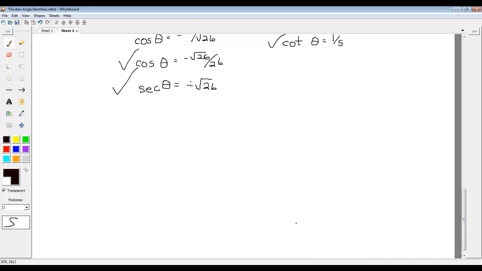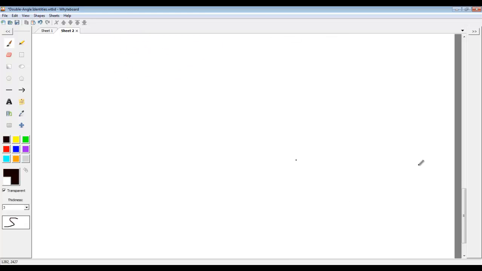Okay, what's another situation? Another situation, you might be asked to take some expressions and simplify. You might have something like 2 cosine squared 5x minus 1. Well, that fits the cosine of 2 theta format. So you got cosine of 2 times 5x, or cosine 10x.